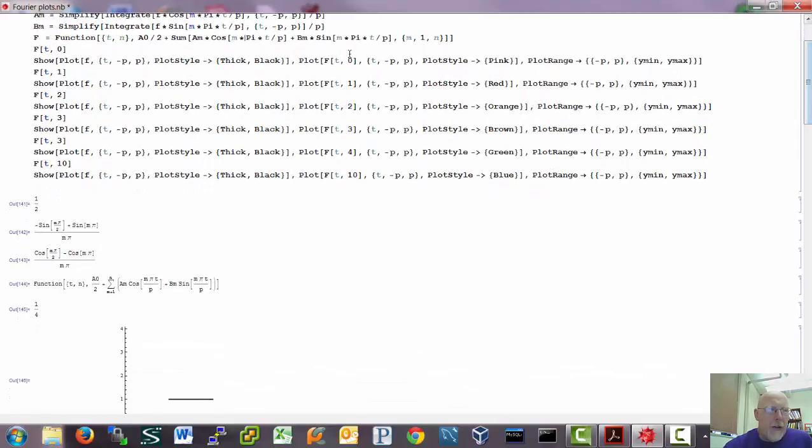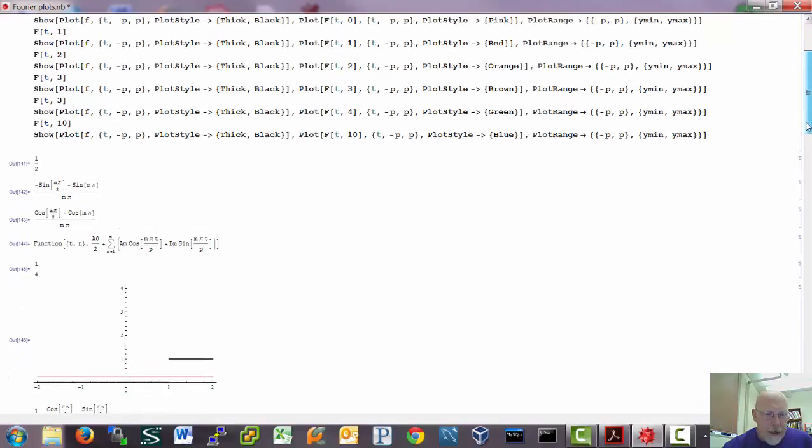Okay, so now we're going to do the very first one where we're only going to sum from 0 to 0, which means we're not going to get any term. I'm sorry, we're going to sum actually from 1 to 0, which means we're not going to get any terms at all from the sum. All we're going to get is A0 over 2. And A0 was a half, so A0 over 2 is 1/4. So what does that do?